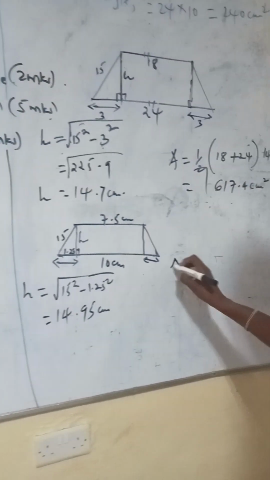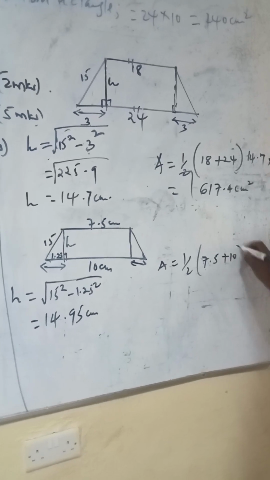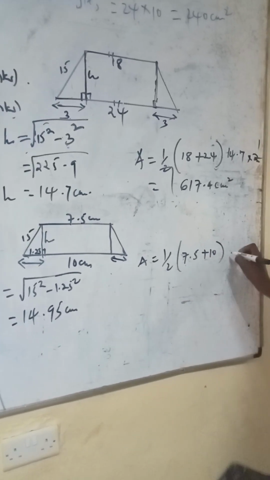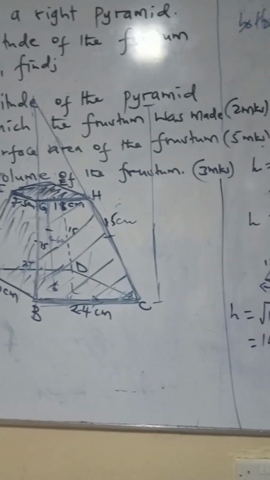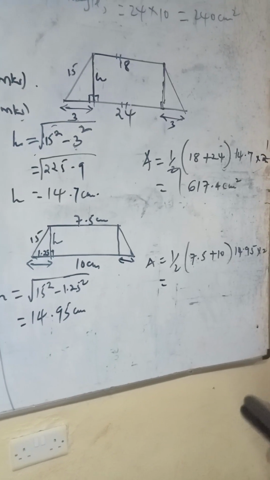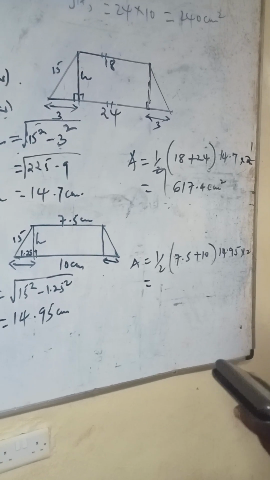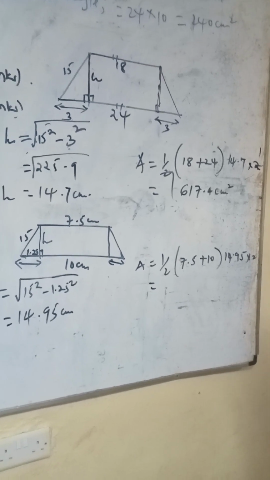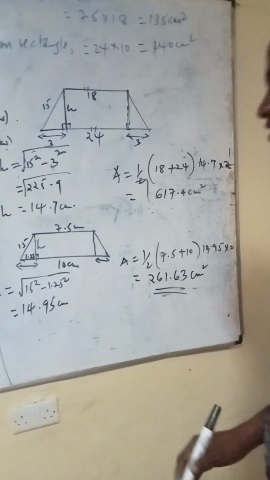And to get the area will be equal to a half multiplied by 7.5 plus 10 multiplied by the height, which is 14.95, times 2, because again they are 2. This one and the other side, which is on the opposite side. So 7.5 plus 10 centimeters times 14.95. So that will be the area. So the area of this side plus the other one will be 261.63 centimeters.